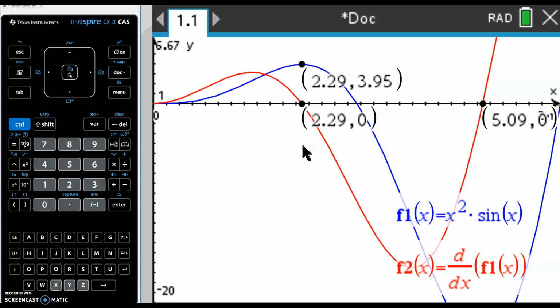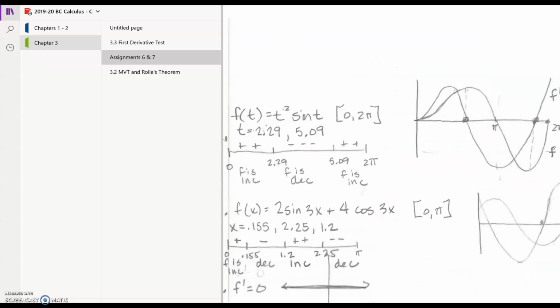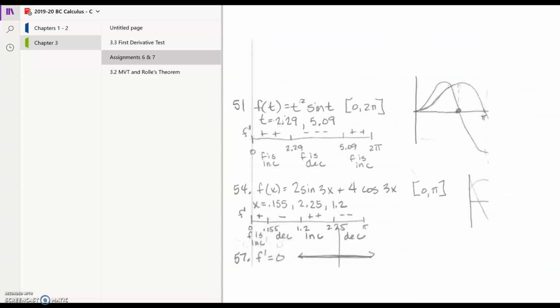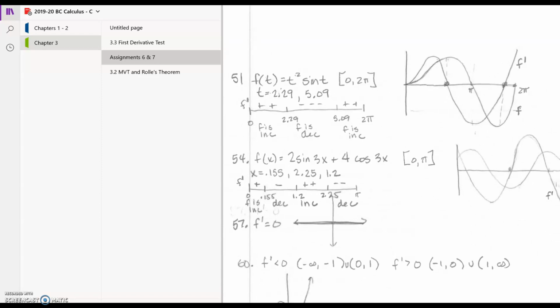What I've done on the homework, and I can come back and show you, is that I've graphed both the function and its derivative. Let me get it in the window here. And then I did a sign analysis based on the graph. So here is my derivative right here. And my derivative is positive. See, that's the graph of my derivative, and my derivative graph is above the x-axis, so it's positive. Here's where it's 0. Then it's negative from 2.29 to 5.09.